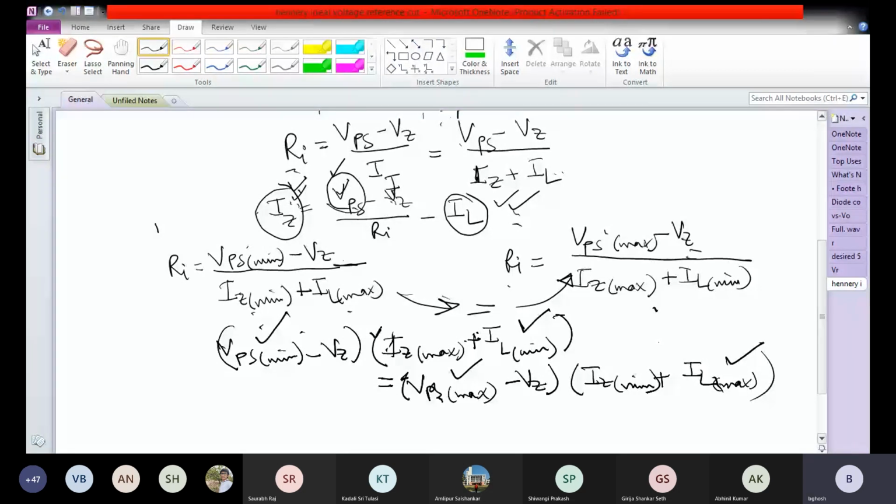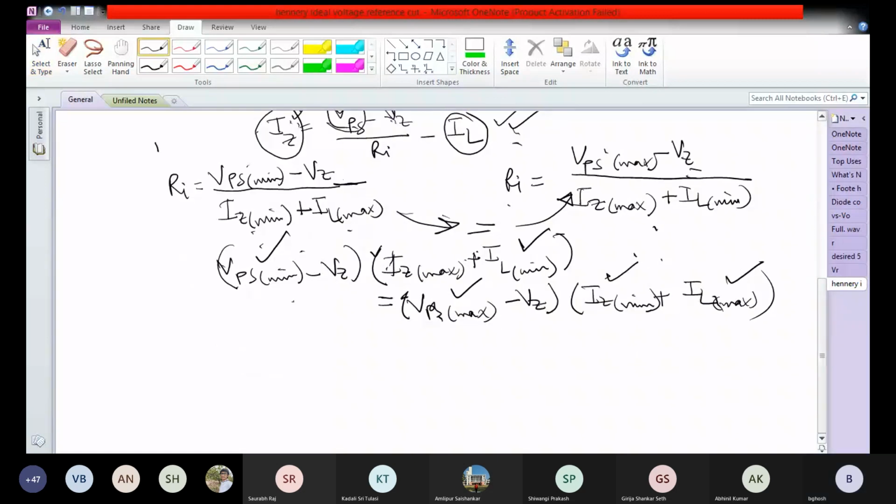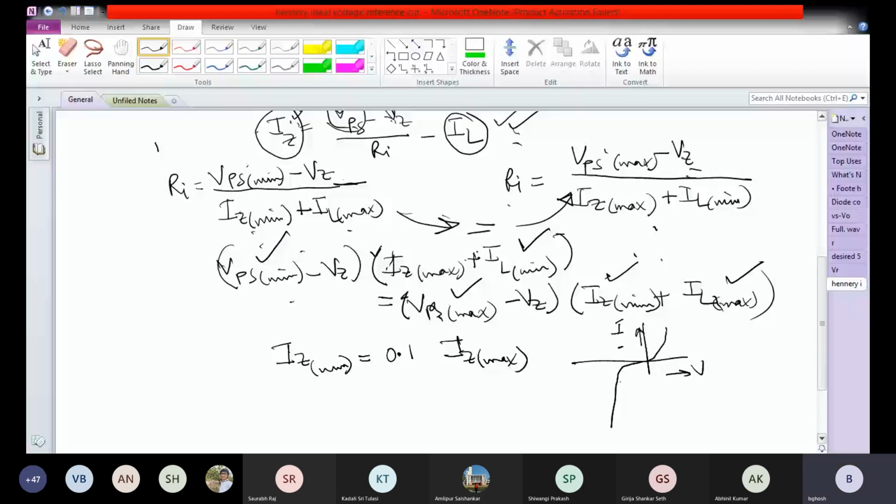Okay, so then we must also know that for the Zener diode current, we can design that the IZ min can be designed to be, let us say, 1/10 of IZ max. So this we will design that the maximum current passing through the Zener diode, we are working here. So actually we are working pretty much straight. We are assuming this line is straight.